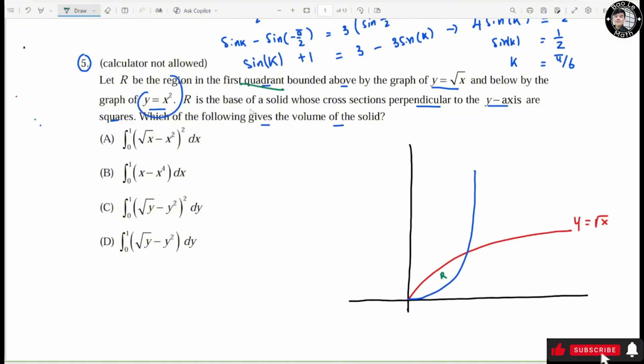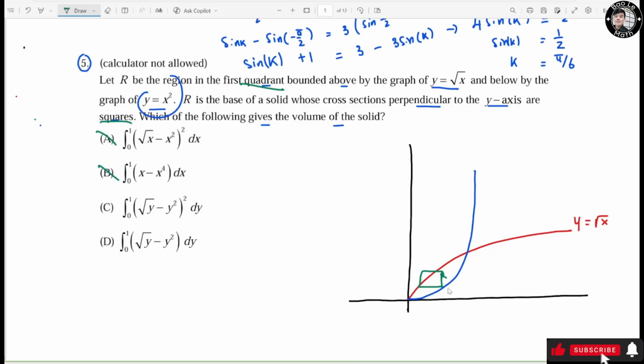The region R is the base of the solid whose cross-sections are perpendicular to the y-axis. Alright, so the region is going to be like this. And the cross-section is the square, right? So it could be something like this. Now since the cross-section is perpendicular to the y-axis, then your integral must be in terms of y, right? So we need to eliminate a and b, right? Now you need to find the area of the square, right?